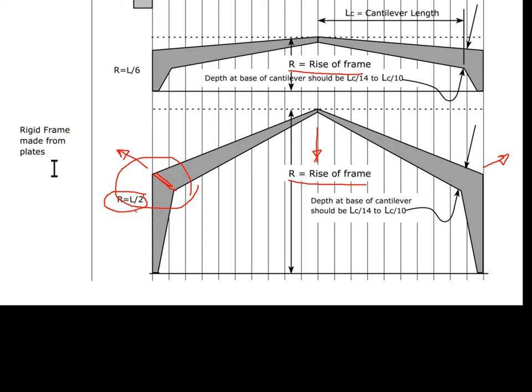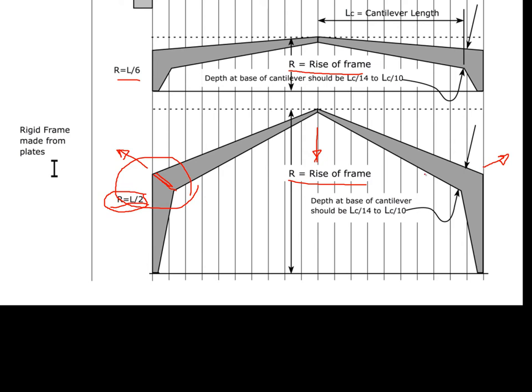But among the common systems that we use, it would be pretty rare for R to exceed L over 2, and it would certainly not be driven by structural logic, because at that point we'd be creating a structure that's too tall and has too much wind burden on it. But we would pay the price for that if we wanted a particularly lofty space. So rise is the first thing. We're basically going from R equals L over 6 to R equals L over 2.